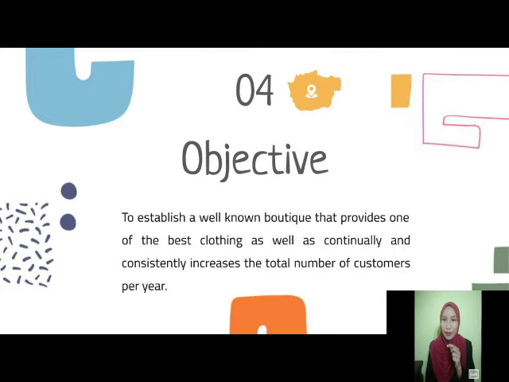Let's go to the company objective. As we know, company objective is a goal or outcome that we want our company to achieve. Here on the slide, our company objective is to establish a well-known boutique that provides one of the best clothing, as well as continually and consistently increase the total number of customers per year. In order to achieve this objective, we have to implement a marketing strategy to attract new buyers or customers. We have to introduce new designs that allow us to upsell to our customers.